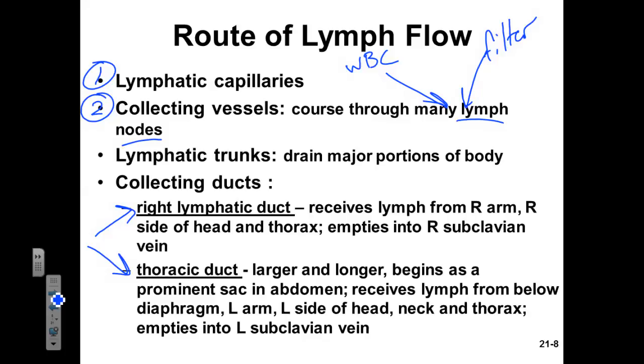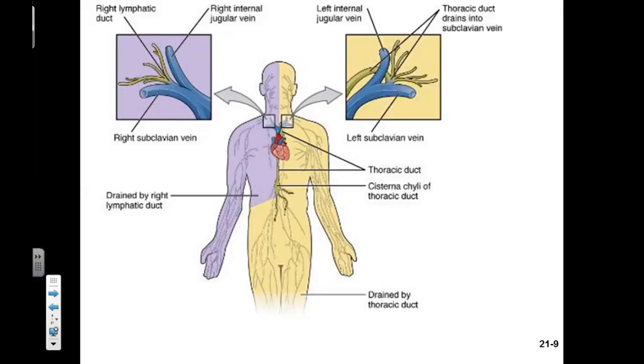Ultimately, those collecting vessels will merge at larger lymphatic vessels known as lymphatic trunks. The lymphatic trunks merge at the collecting ducts, and our two big collecting ducts are the right lymphatic duct and the thoracic duct. I give a written description of what parts of the body are drained by the right lymphatic duct and thoracic duct, but I prefer this picture. I think this makes more sense, or it's easier to understand.